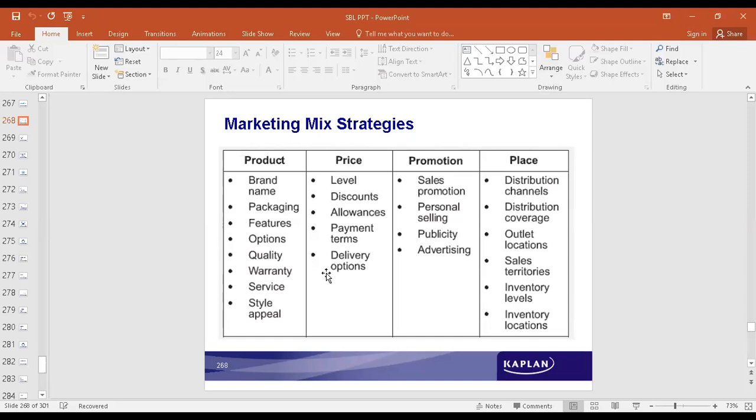See the pattern of payment depending on what prices are charged and the delivery options which are included. So about the price, the promotion, how would they promote? Sales promotion, personal selling, publicity, advertising, and the place talks about the distribution channels, coverage, outlet or locations, sales territories, inventory levels, and inventory locations. So these are all, I mean, you need to read through the study text.